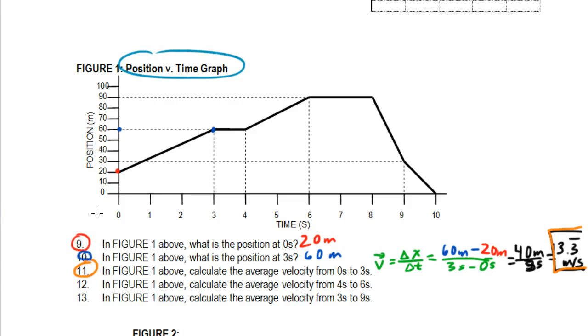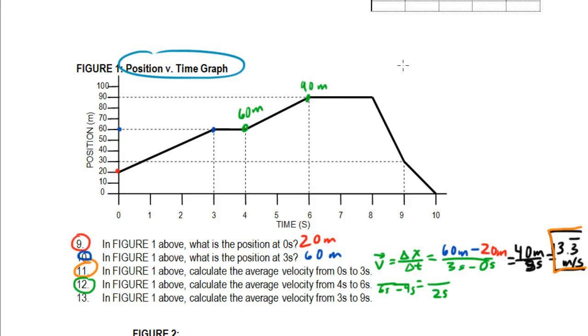Number 12, calculate the average velocity from 4 to 6 seconds. All right, let's do this in green. From 4 to 6 seconds, I already know that my delta t is going to be 6 seconds minus 4 seconds, which is going to equal 2 seconds. So I have to calculate. At 4, I'm right here at 60 meters. At 6, I'm at 90 meters.